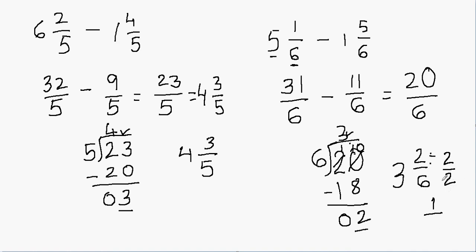How many times does 2 go into 6? 2 times 3 will be 6. So my final answer is 3 and 1 over 3. And I can't reduce it anymore. So this will be my final answer.